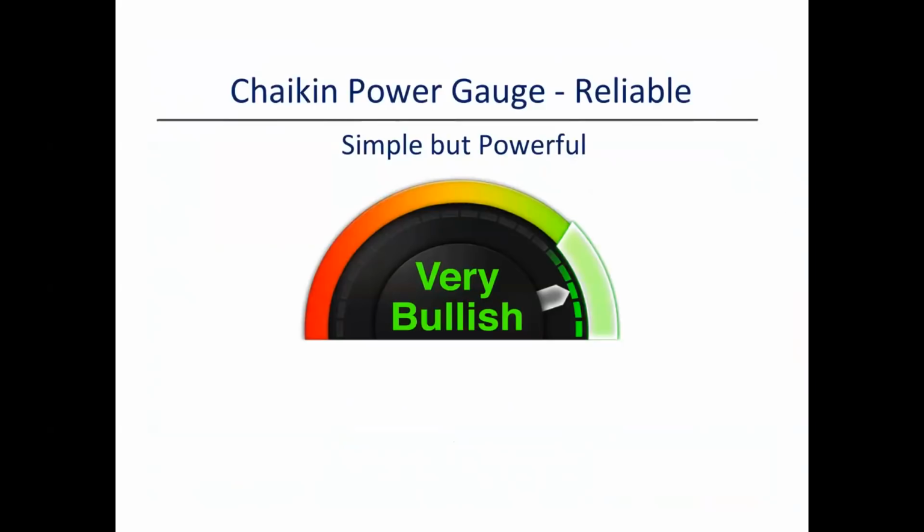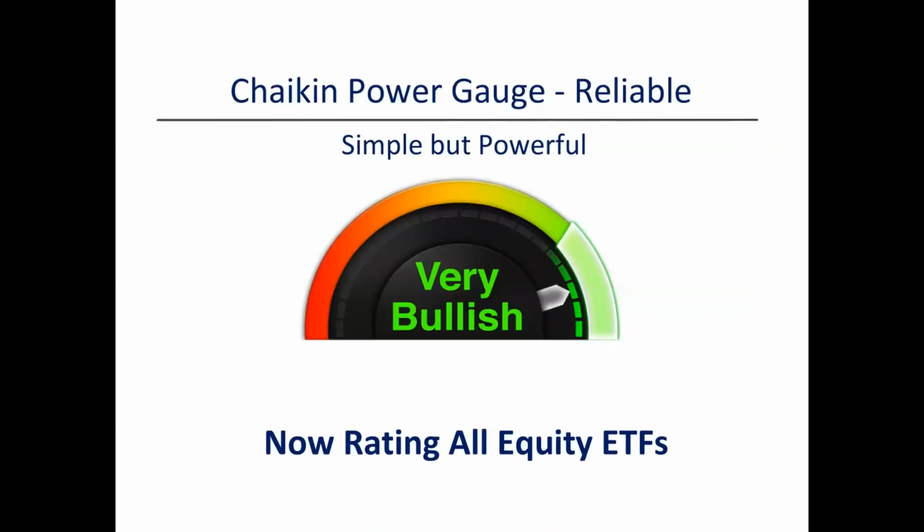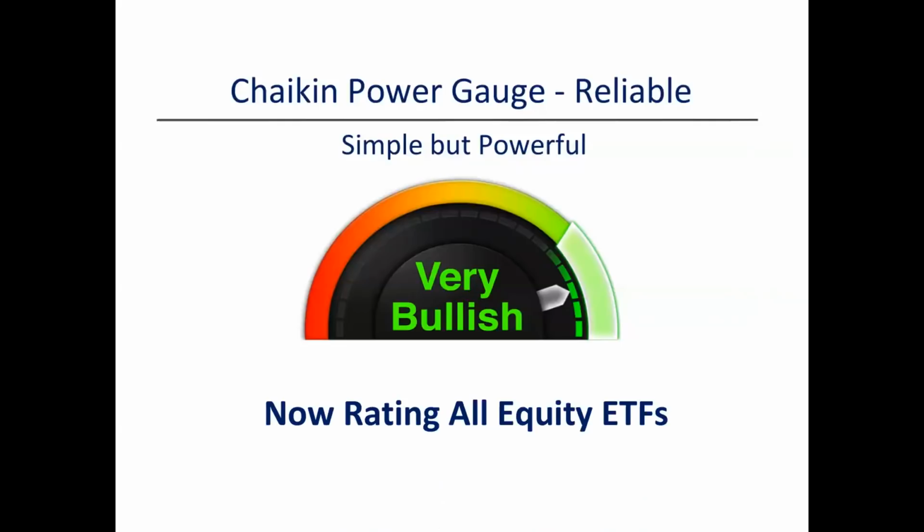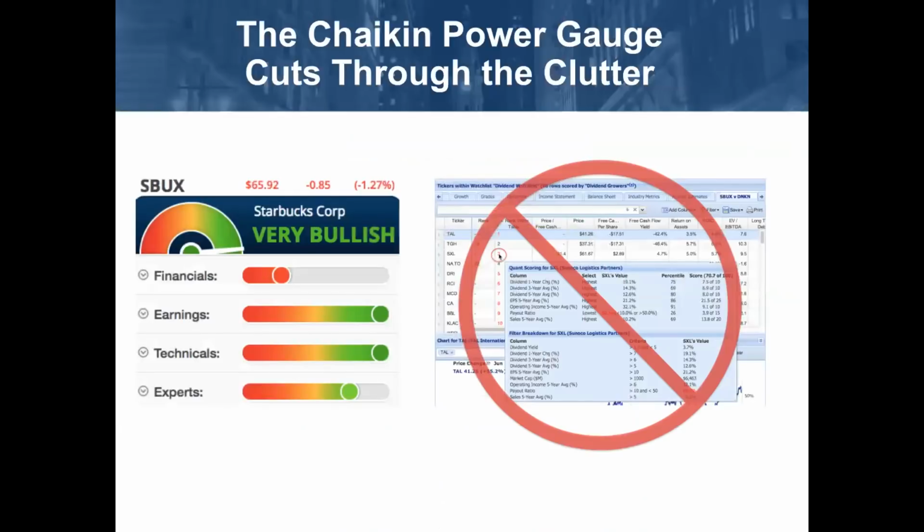Now, at the centerpiece of everything we do is the Chaikin Power Gauge rating. It's a rating that goes from very bearish to very bullish, analyzes 5,000 stocks, lots of number crunching going on under the surface. And now we also have a power gauge rating for all active US equity ETFs. So what's important about this? Well, what's important is you can't do the fundamental analysis yourself. I couldn't do it. Wall Street pays their analysts a lot of money to crunch the numbers that you see on the right, come up with a conclusion.